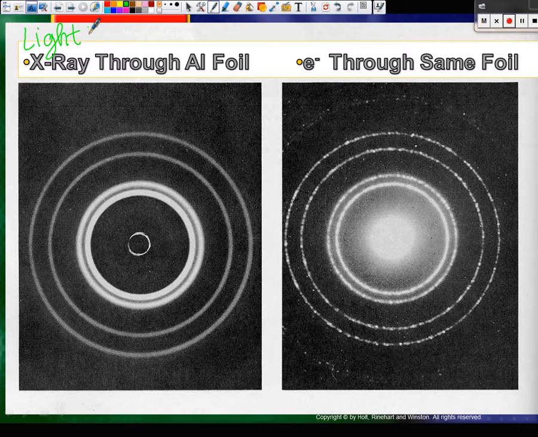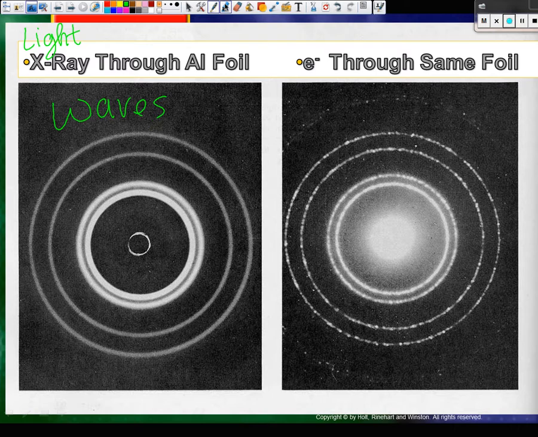And this was the result. This is what they saw. This was the pattern that was created. But then the other picture is they shot some electrons through the exact same aluminum foil. And what do you notice about those pictures? Would you agree that they are similar? Okay. Would you agree that they're similar enough to know that if we know that X-rays are light and they travel in waves, is it plausible, and again, I'll use that Mythbusters term, to assume that it could also be assumed that electrons travel just like that, simply based on the picture, okay?